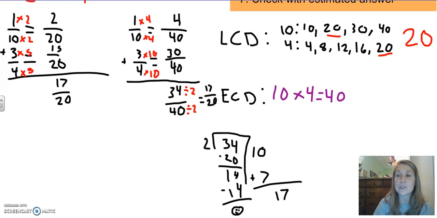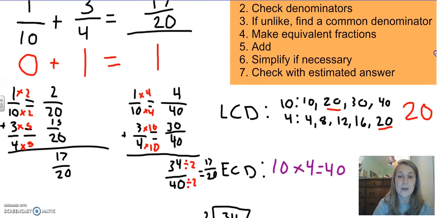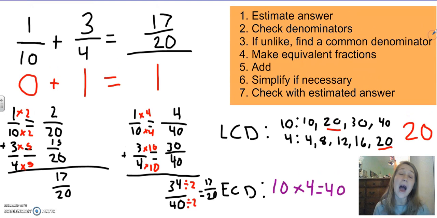17/20ths, which was the answer that we got with our least common denominator as well. So either way, whether you use least common denominator or easiest common denominator, we get the answer of 17/20ths. When we use easiest common denominator, you will have to simplify. Again, we check our answer with the estimated answer, and we see that it is close to 1. So there you go. That is how you add fractions with unlike denominators.